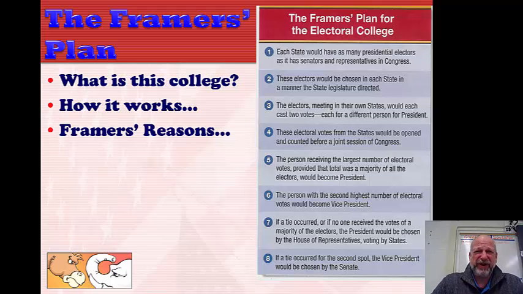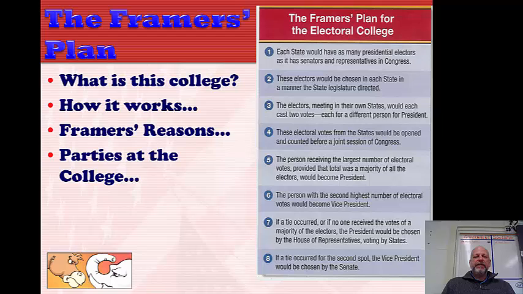Also, we have to realize that they wanted to protect the interests of the states. They did not want the president to be selected by Congress. They did not want the president to be selected by the general population. But if each state had a say-so in who the president would be, then each state would be important. So those are the basic reasons for the framers to pick this.